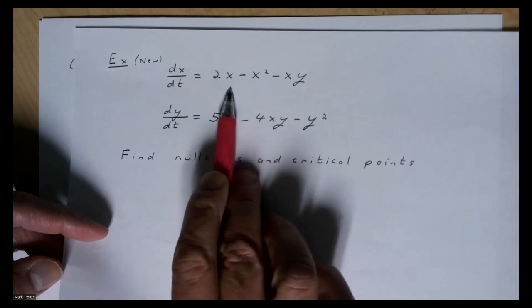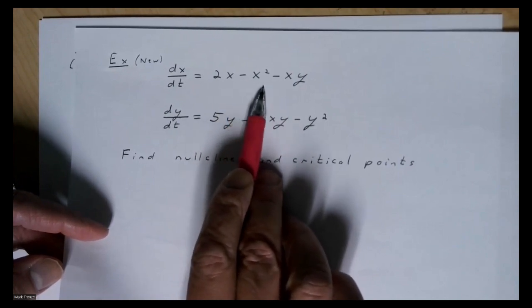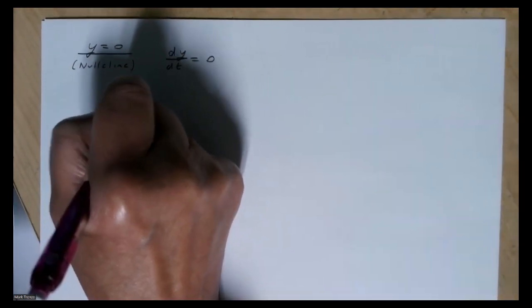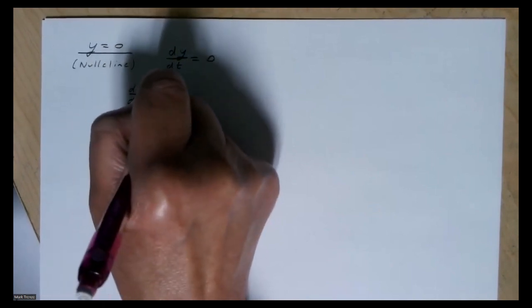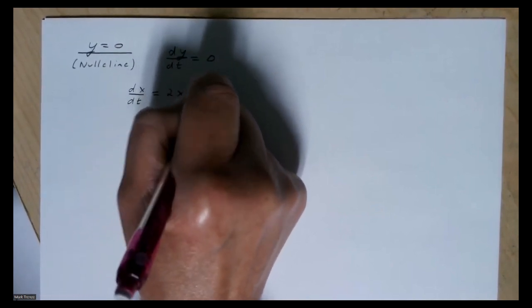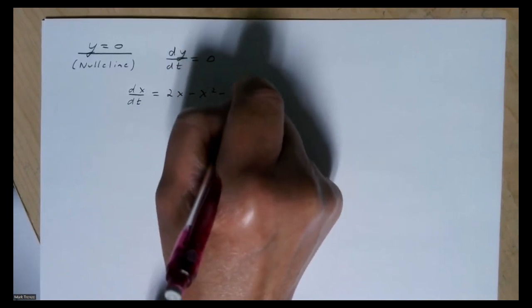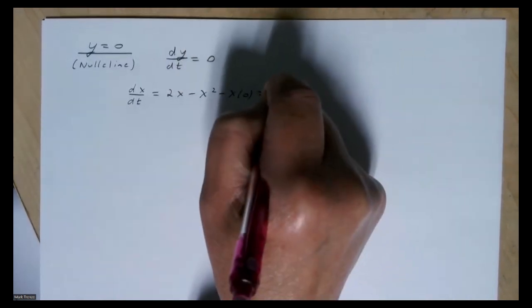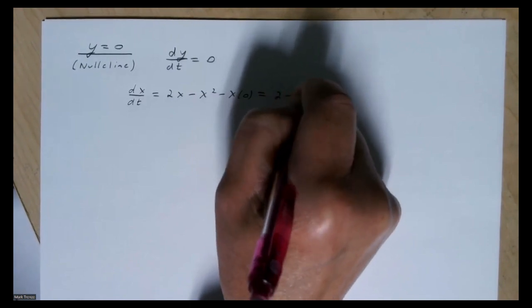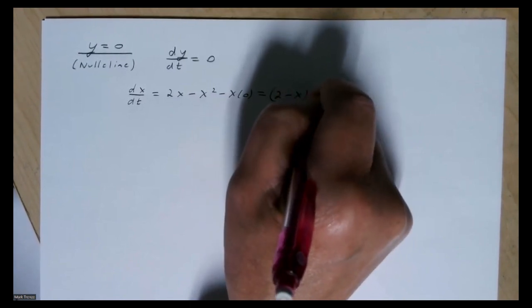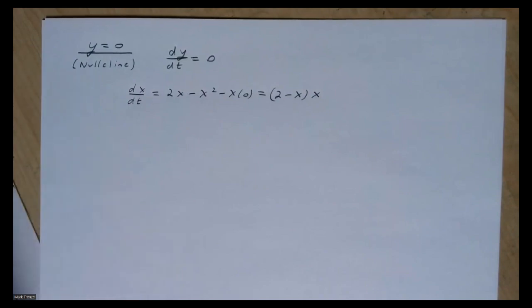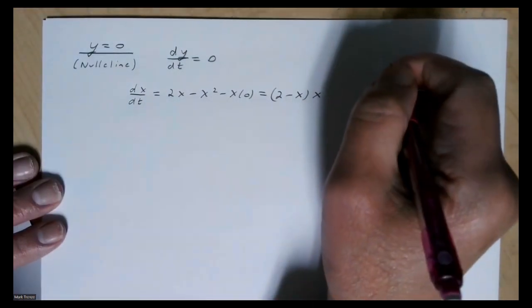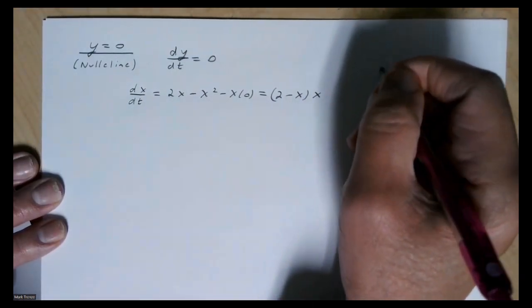So that's going to leave us with 2x minus x squared minus x times 0. So dx dt is going to be 2x minus x squared minus x times 0. And again, we can factor this, minus 2, like this. So this is what we're going to look at now. And again, you can make a little table here.